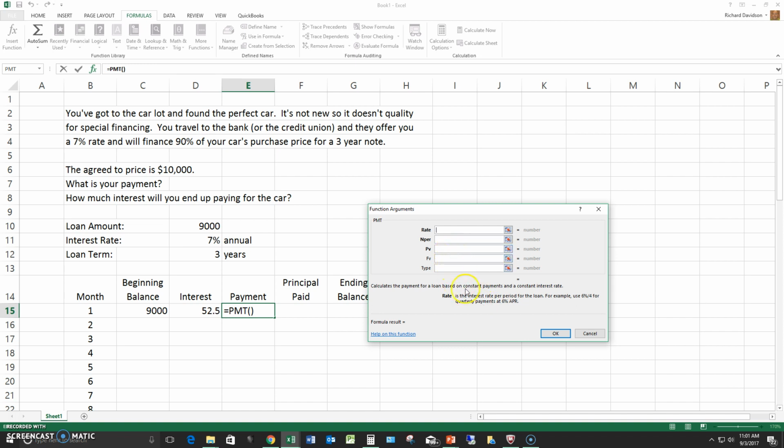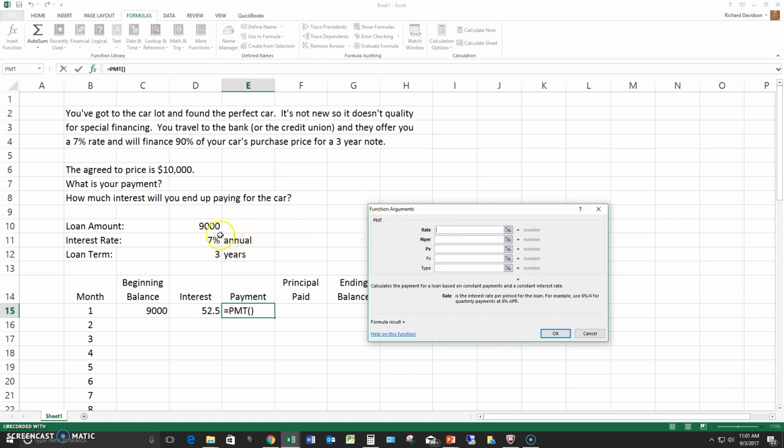And Excel even tells us a little bit here. Rate is the interest rate per period. For example, 6% divided by 4 would be a quarterly payment. The number of periods is the total number of payments for the loan. And the PV is the present value, the total amount that the series of future payments is worth. In essence, how much we borrowed.